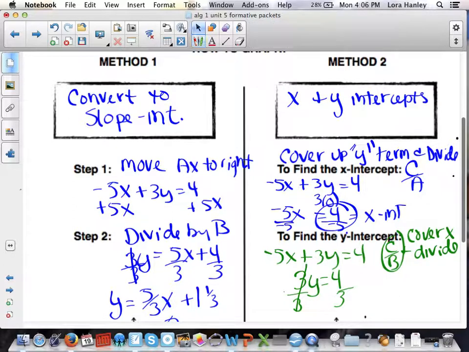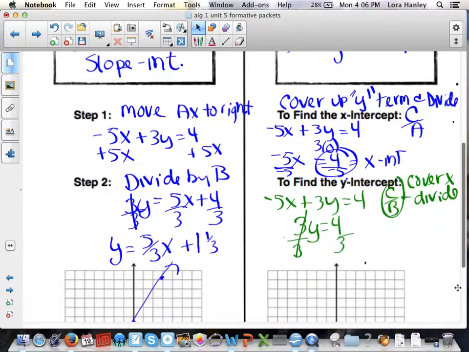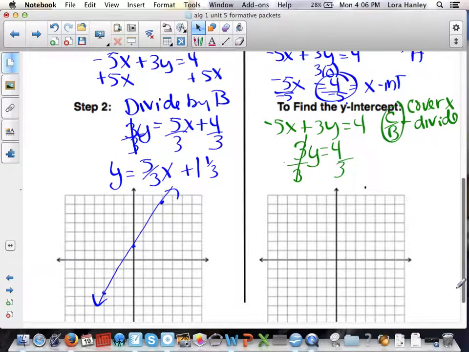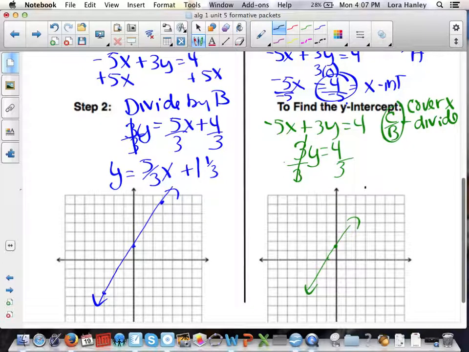So let's go down and graph those 2 points and see if we have the same line as we do on the left. Well, 4/3, that's 1 1/3, just as we did before. And negative 4/5 is my x-intercept, and that's almost 1. So almost back to negative 1. Using those 2 points, we can connect our line. Looks like the same line as we had on the left. So either way you decide to graph, you will get the same answer.